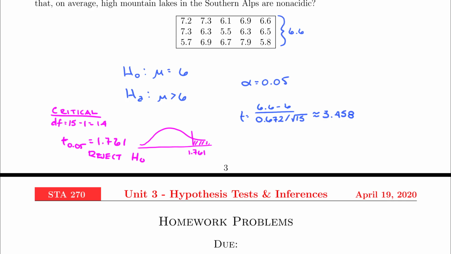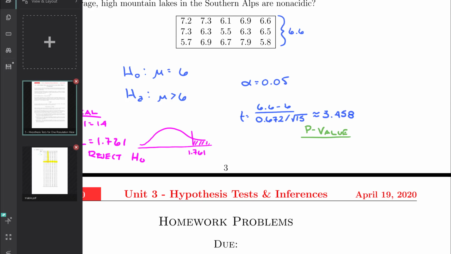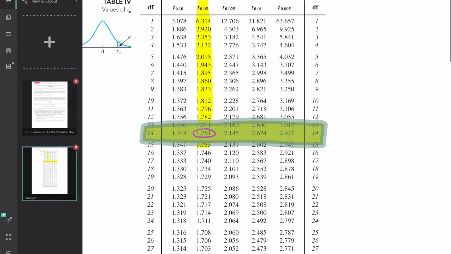And then we can do the same thing now with the p-value approach. And remember, the p-value, we're just looking at areas under the curve. So the p-value is the area under the curve that is to the right of 3.458. And we already found that to be 1.761 based off of the t-table, when we go and look and find the area that corresponds to 3.458.